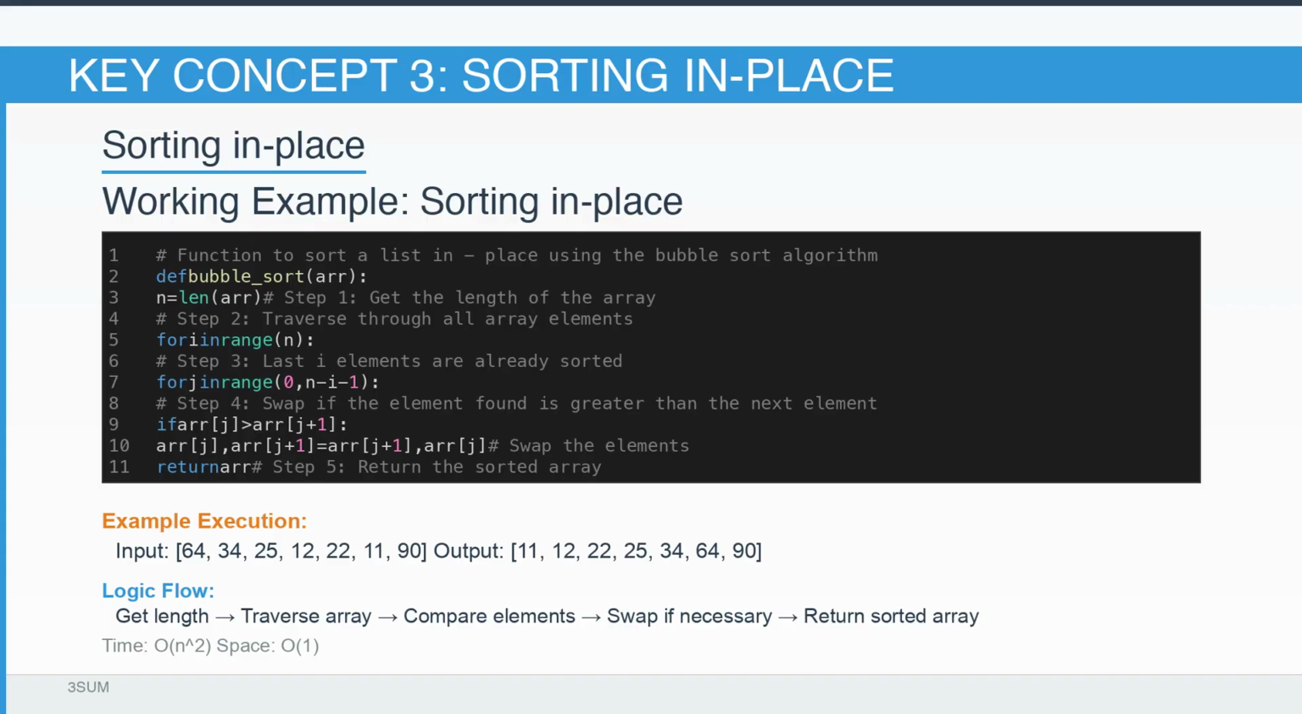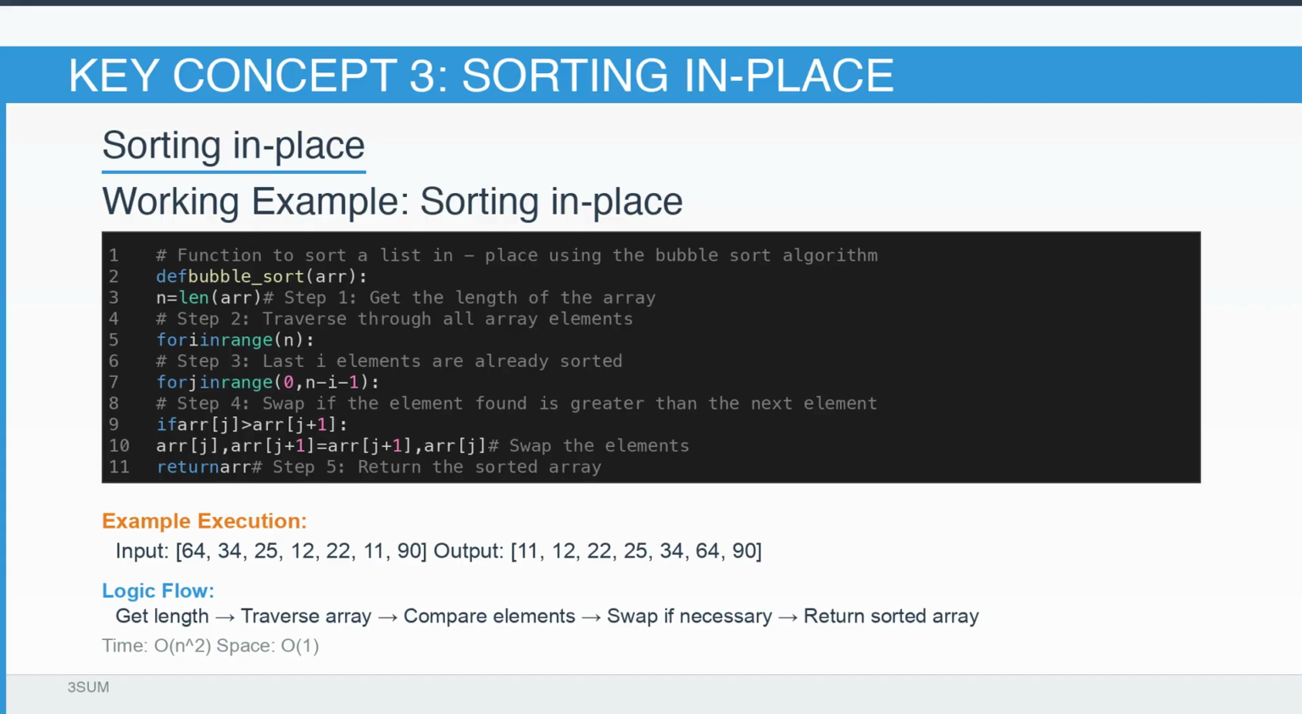Within this inner loop, we compare each element with the one next to it. If the current element is greater than the next, we swap them. This swapping process is what organizes the elements in ascending order. Finally, once all passes are complete, we return the sorted array. Bubble sort is not the most efficient method for large lists, but it's a great way to understand the basics of sorting in place.